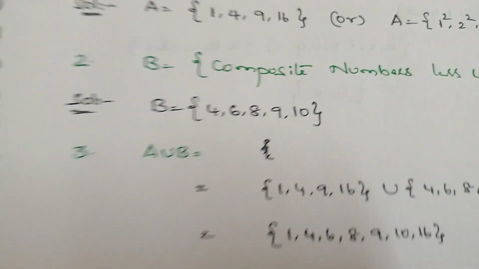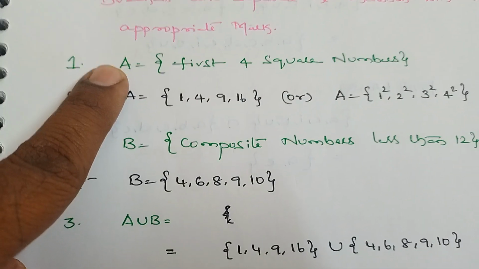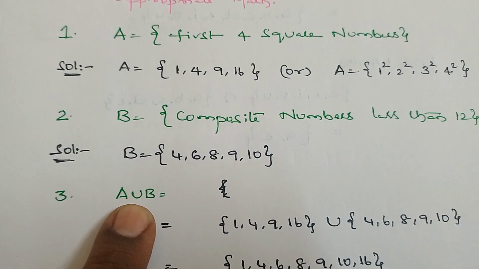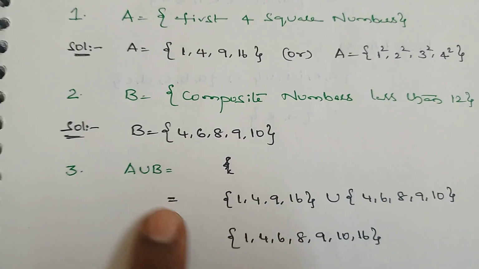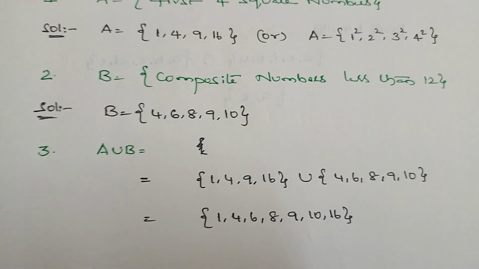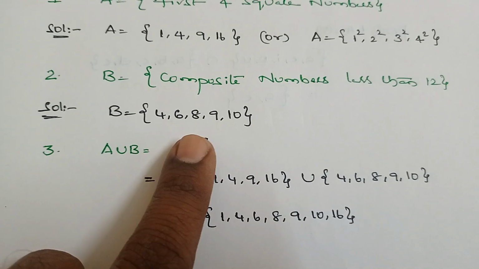Okay, now coming to third question, guys. A union B. This is set A, this is set B. Yes or no? So they are asking to find A U B, combining. How can we combine A union B? Set A contains 1, 4, 9, 16. Set B contains 4, 6, 8, 9, 10.